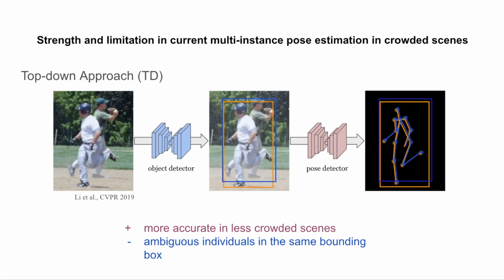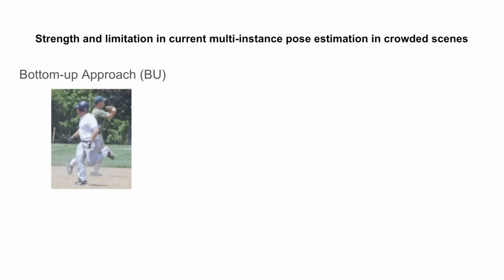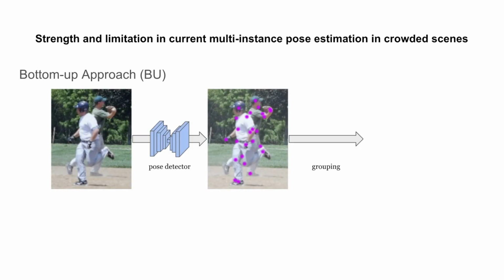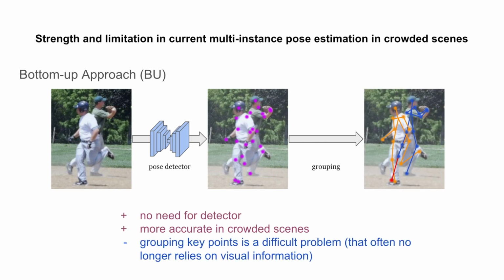This is where the bottom-up approach is usually better suited. Bottom-up approaches estimate all body parts in the scene first and then group them into individual poses. For this grouping, various methods have been proposed in the literature. While bottom-up methods are better at handling crowded scenes, they can also struggle to correctly group body parts. Another advantage of bottom-up methods is that they do not require a separate detector.